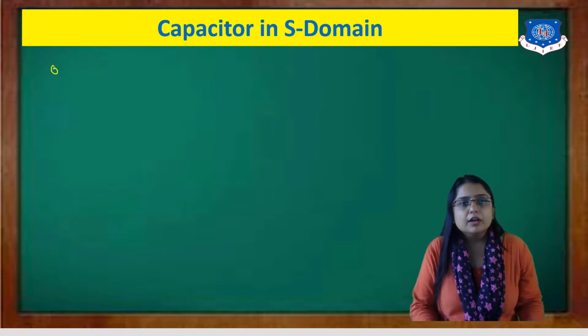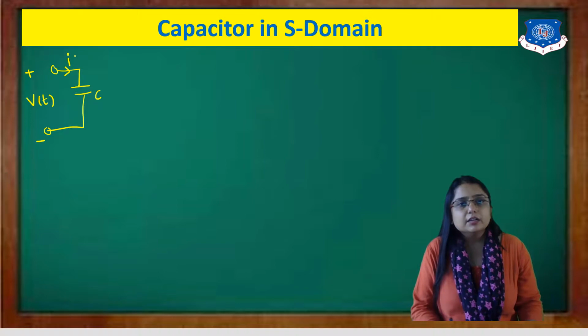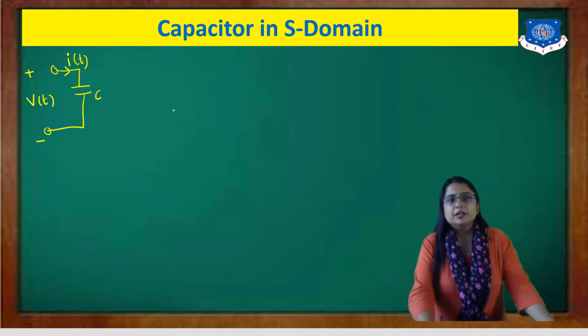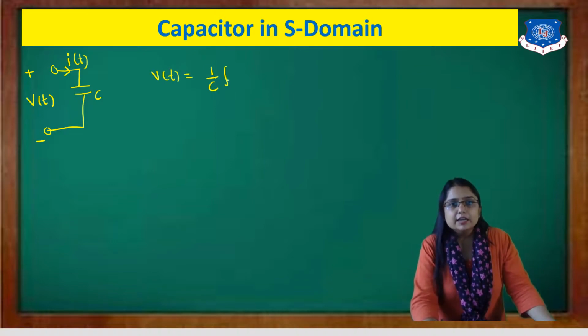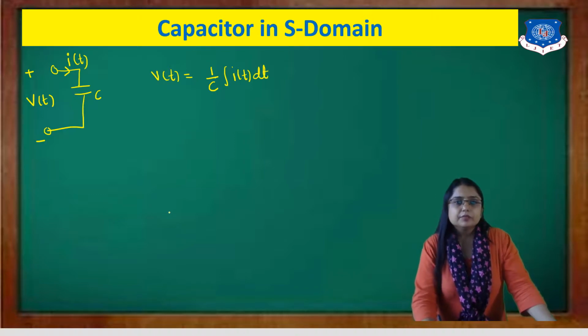Okay. Now next is what? Capacitor. So again what we will do? We will just consider one capacitor C. Voltage is what? It's a plus or minus V of t. And the current is what? It's a I of t. Now first we will write the equation, that is V of t equals 1 by C integration of I of t into dt.